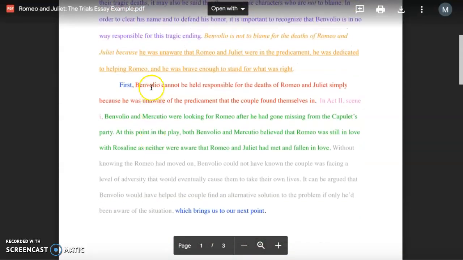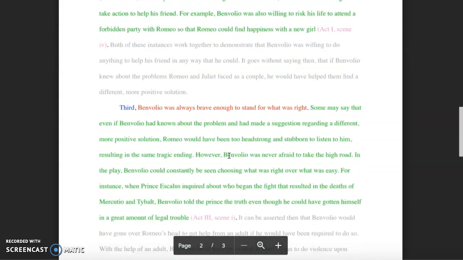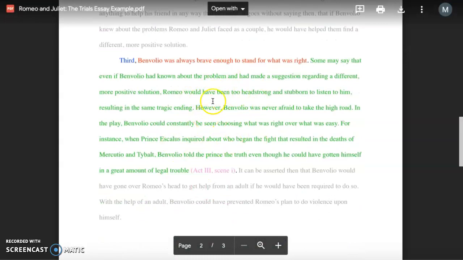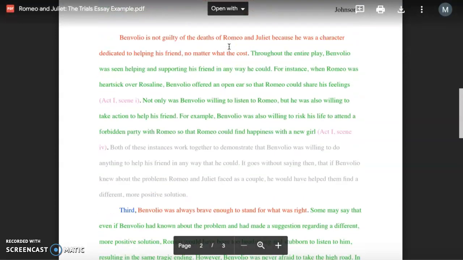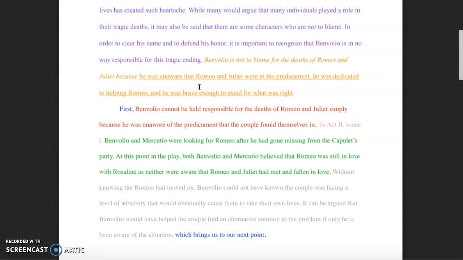And then the third thing that I list in my thesis statement was that he was brave enough to stand for what was right, and that's what I talk about in my third body paragraph. So again, the order that you list your reasons in your thesis statement should be the exact order that you list them in your body paragraphs.